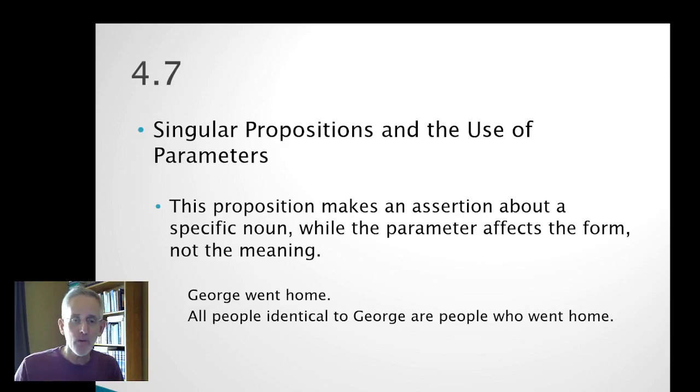You can do that a lot of different ways. In this case, I've chosen to put people identical to George, but it could say all things identical to George are things who went home, all objects, and so on. You can use a number of different types of nouns there. But the whole goal is to make it look like a standard form categorical proposition.